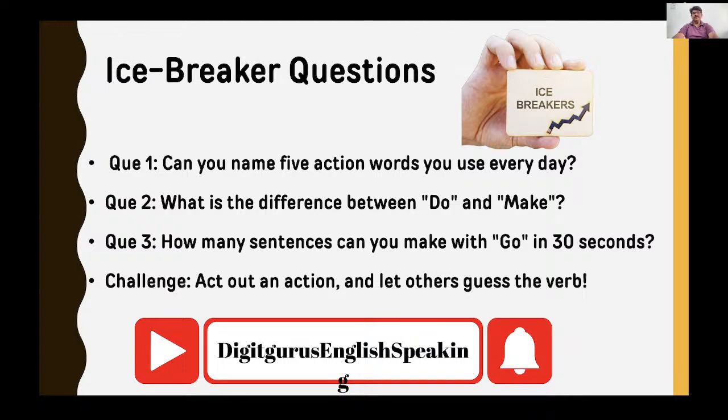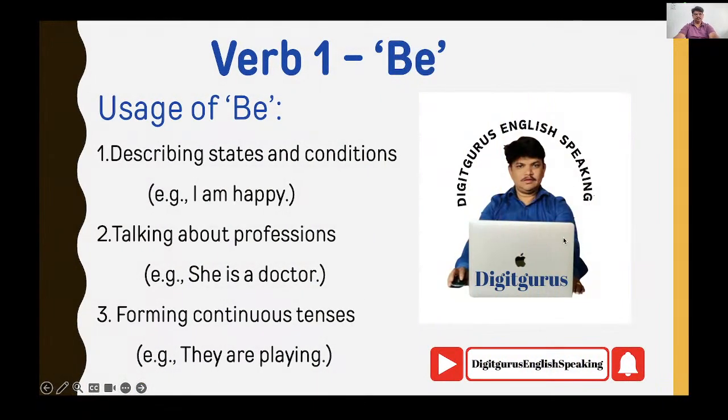Now that we are warmed up, let us dive into today's lesson on the five most commonly used verbs in English: be, have, do, go, and make. Let us start with be.